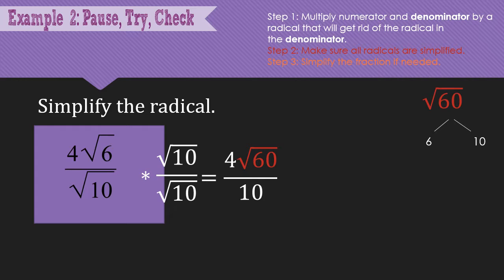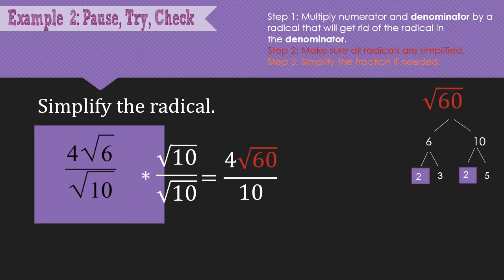60 can be broken down into 6 and 10. You could have used other factors. You could have used 2 and 30, 5 and 12. I'm using 6 and 10. 6 can be broken down into 2 and 3. Those are both prime numbers now. I can't go any further. And then 10 can be broken down into 2 and 5.